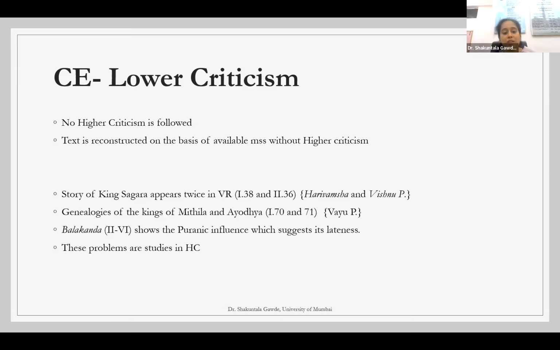Or the genealogy, most of it is also added in Balakanda, particularly Balakanda 2 to 6. So it suggests that this Balakanda was a later compilation. The voice is again cracking, ma'am. Charitra.